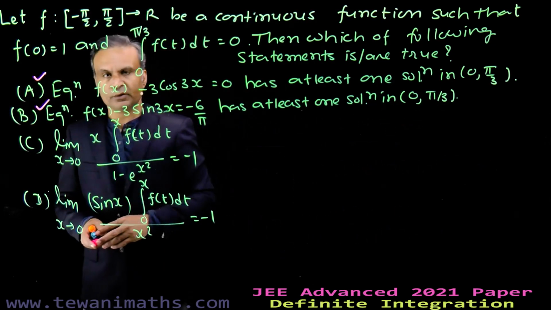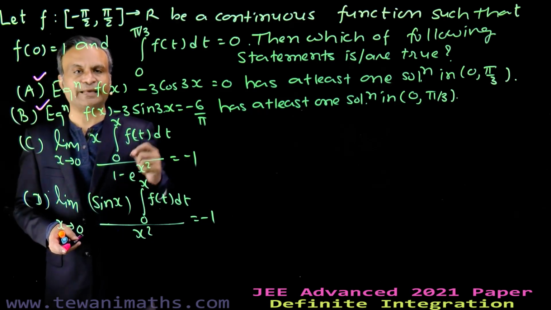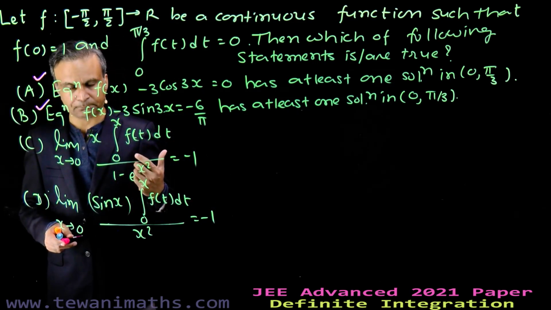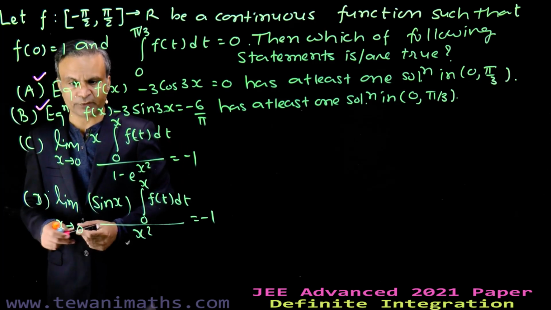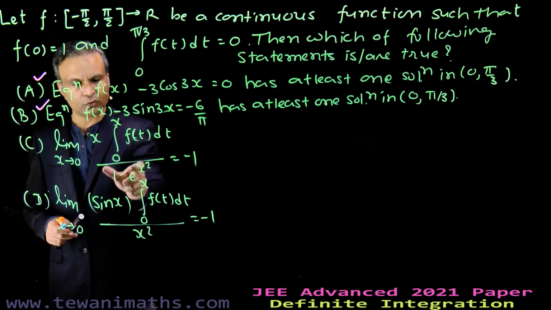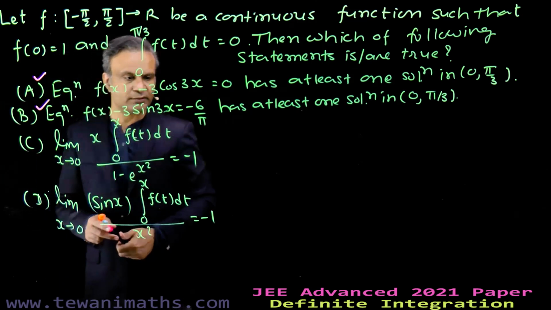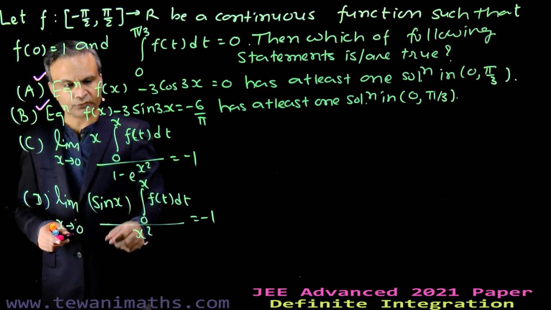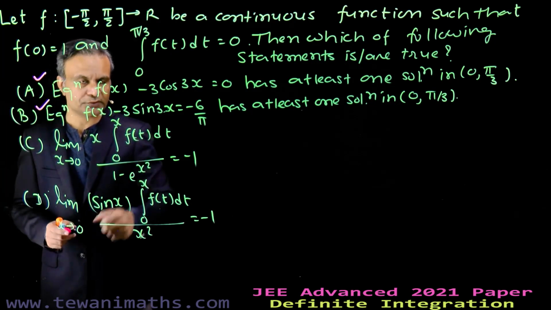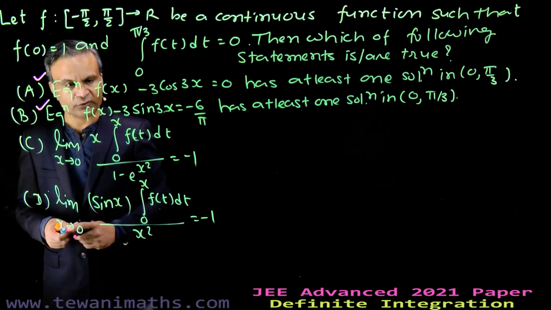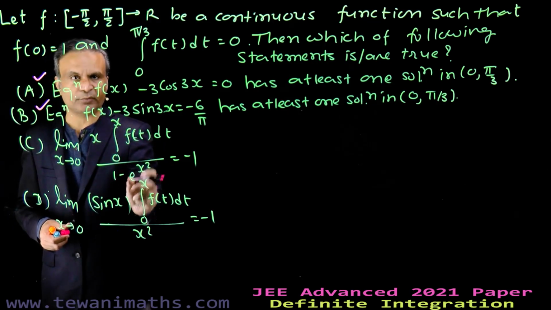Now in these two options we have limits involving definite integrals. Definitely we will be using Leibniz rule here. This one, limit x tends to 0 of x into this definite integral over 1 minus e power x square is equal to minus 1. At x equal to 0, we find 0 over 0, e power 0 is 1, so we have a 0 over 0 indeterminate form. We can use L'Hopital's rule. For that we differentiate the numerator and denominator separately.